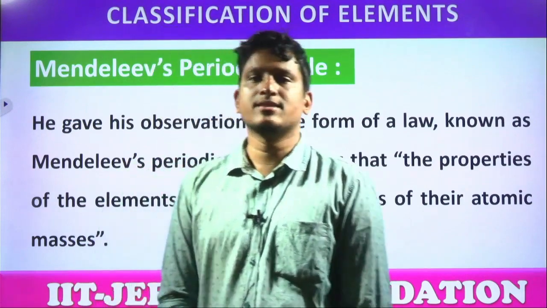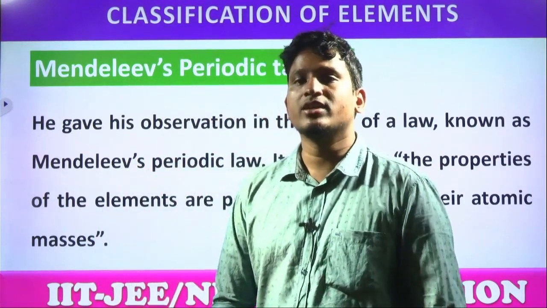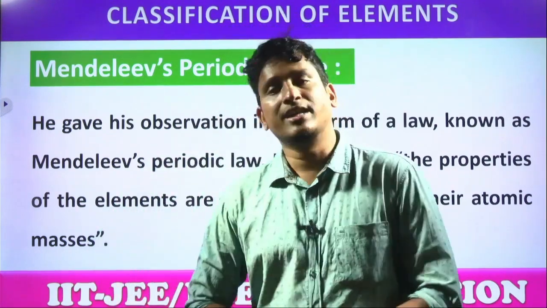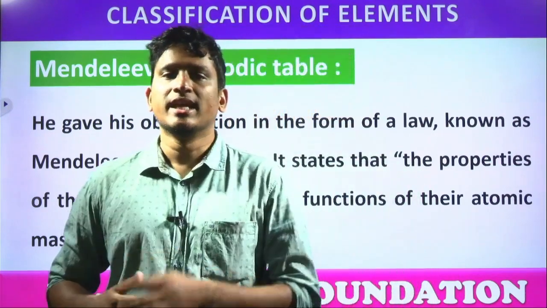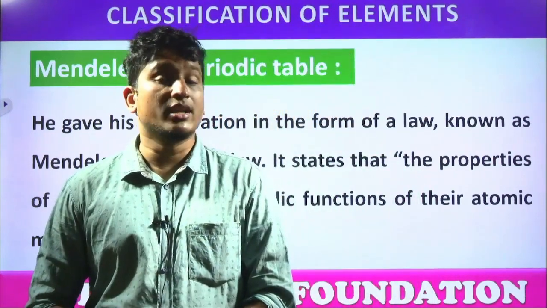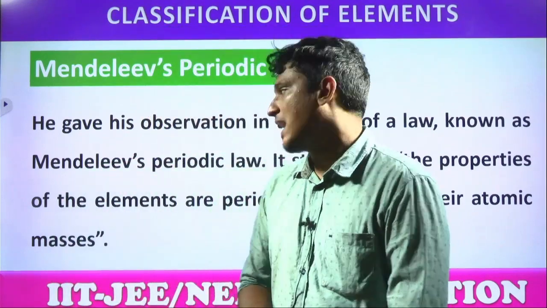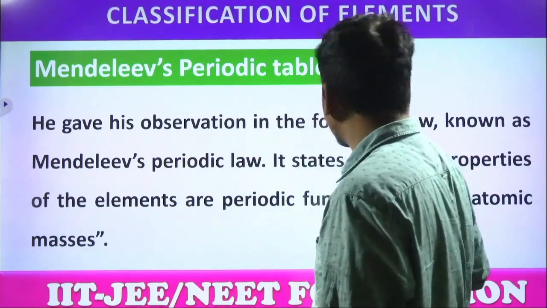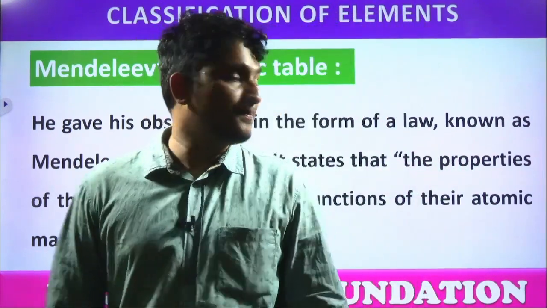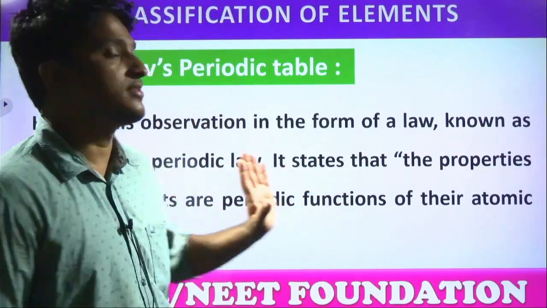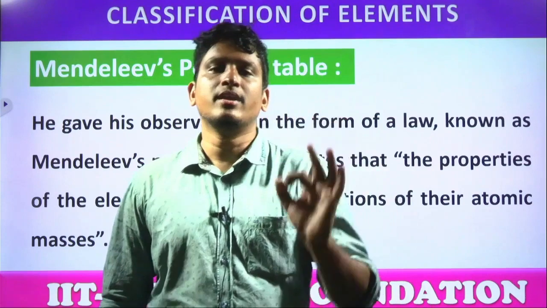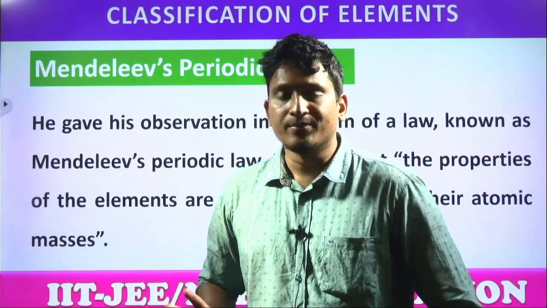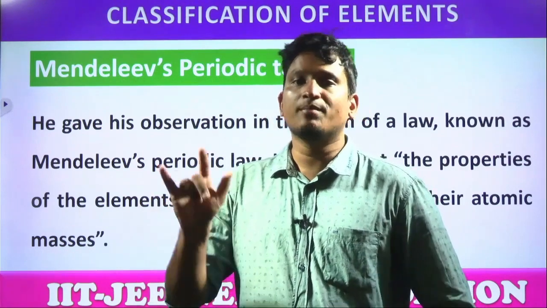After Newlands' classification, the next significant classification was given by the Russian chemist Dmitri Mendeleev, students, and he also classified the elements based on increasing order of atomic masses. He gave a law, and the law states that the physical and chemical properties of the elements are the periodic functions of their atomic masses. This law is called Mendeleev's law. Very, very important. What does the law state? The physical and chemical properties of the elements are the periodic functions of their atomic masses.